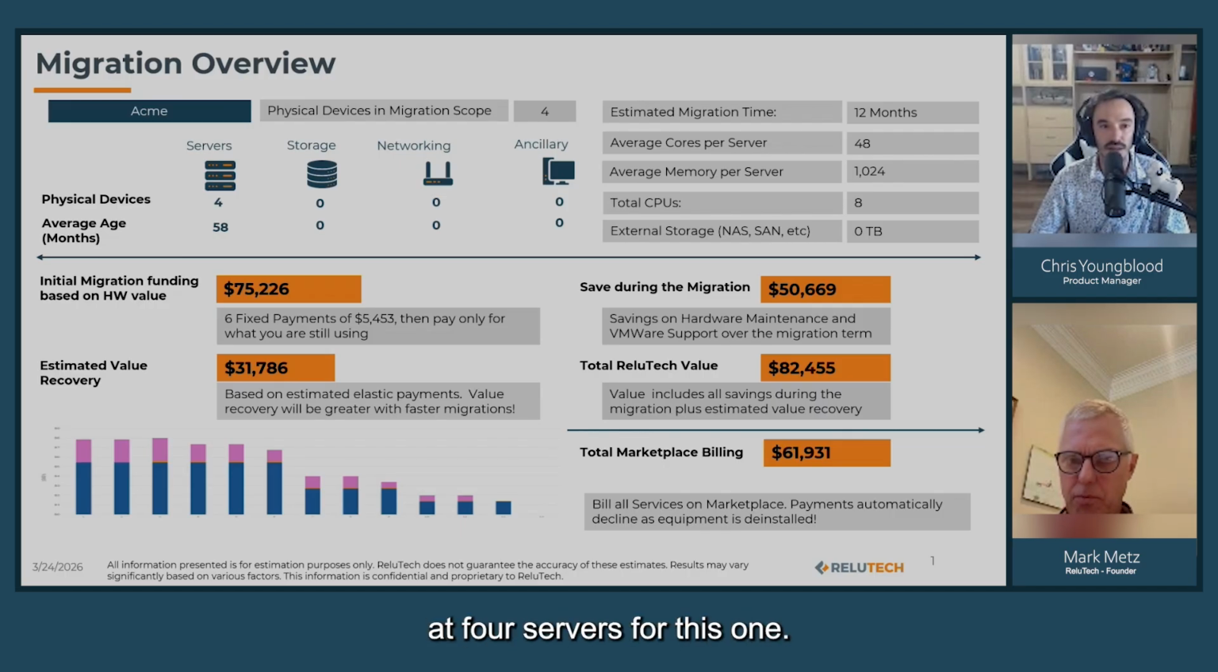So for this migration, it's pretty interesting. We only actually looked at 4 servers for this one. We got an RV Tools output for just a small workload that was running. They wanted to see what kind of value could be in these servers as they get off of them. And as we looked at it, we realized, for even a small environment, there was actually some pretty good value here. So, Mark, I'm going to leave this to you to walk the viewers through. What are people seeing on this slide? Take us through the sections.